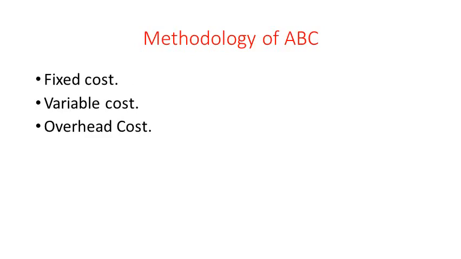Next is the methodology of activity based costing. The methodology of ABC focuses on cost allocation in operational management. Actually, it helps to segregate fixed cost, variable cost, and factory overhead cost, and this split of cost helps to identify cost drivers if it is achieved.